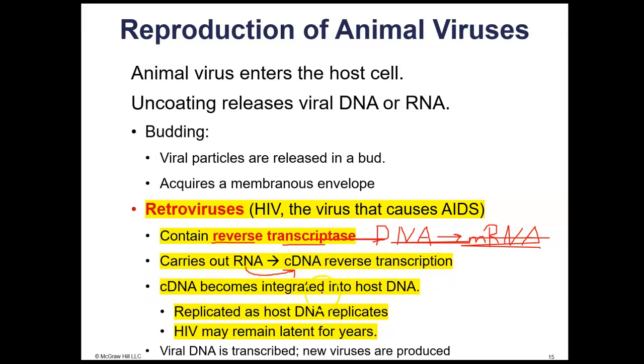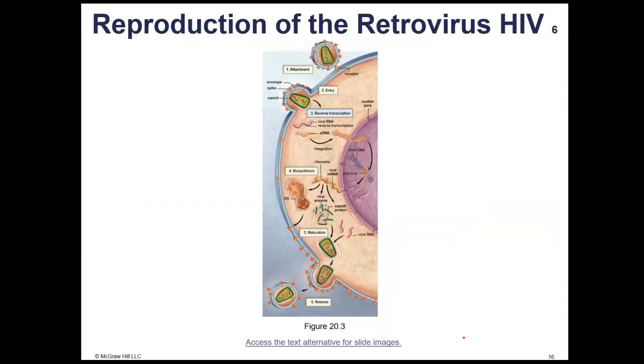But the cDNA becomes integrated into the host DNA. Replication occurs as the host DNA replicates. The cDNA is replicated simultaneously with the host DNA. And HIV may remain latent or dormant for years. So HIV is a retrovirus, and here is an illustration of the stages that the HIV retrovirus undergoes.